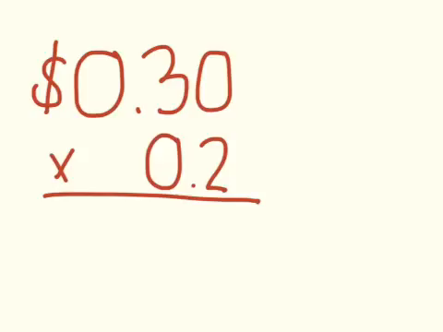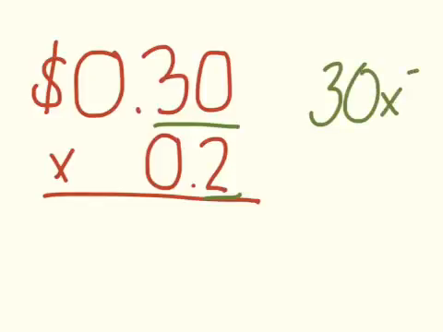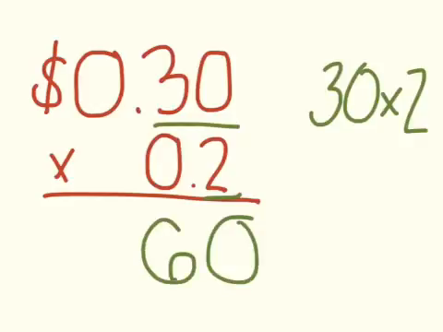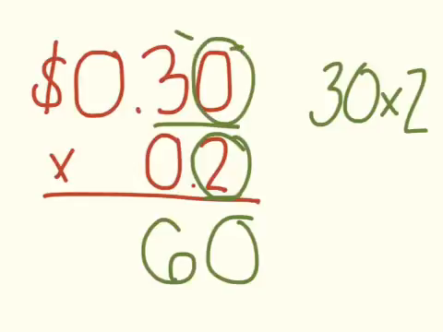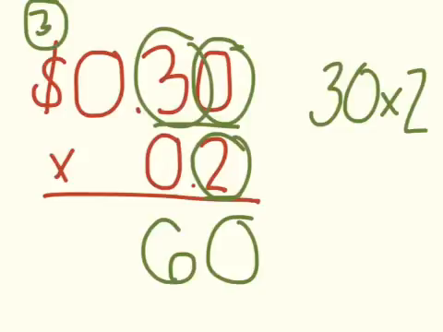It is so important to look at these like a regular multiplication problem. Look at the basic fact. 30 times 2. 30 times 2 is 60. So I put that down, but then I have to go back and remember how many spots were in the decimal point. It's 3. So like always, I always put that up there, and it's 3 spots.